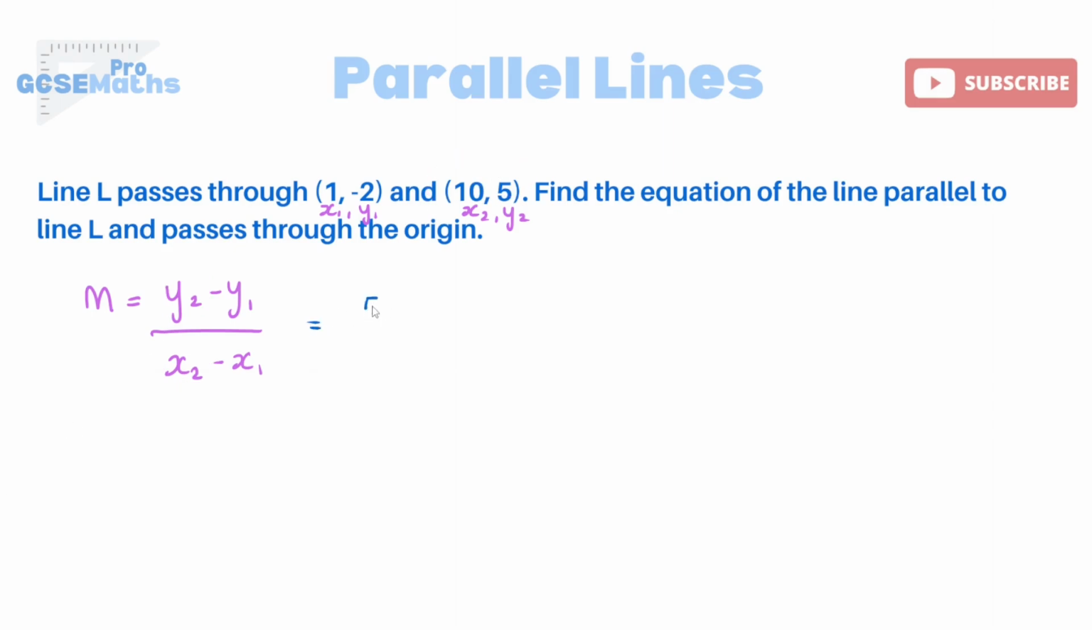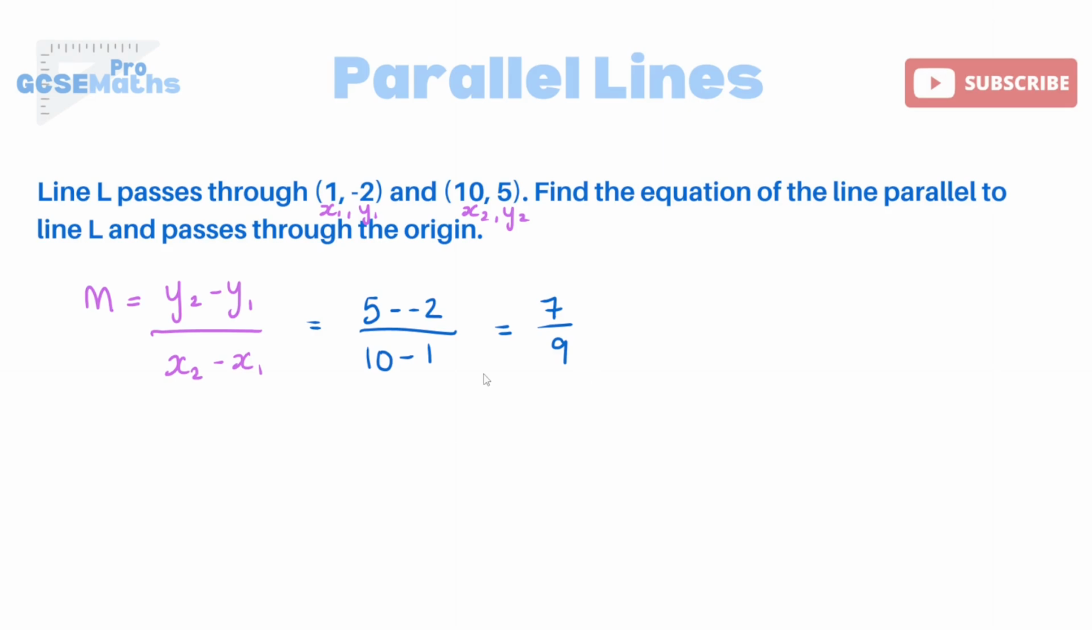So I would do 5 minus, don't forget any negatives, you might have a double negative in that case. 5 take away negative 2, and then the x's would be 10 take away 1. Obviously, if it's a calculator question, you can just type that in. Otherwise, you should get 7/9. So the gradient of line L is 7/9.